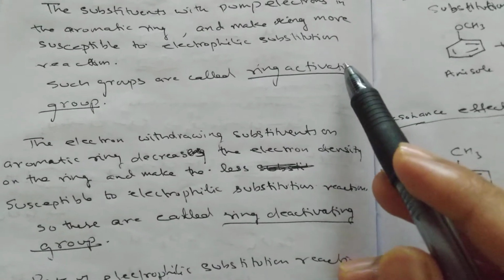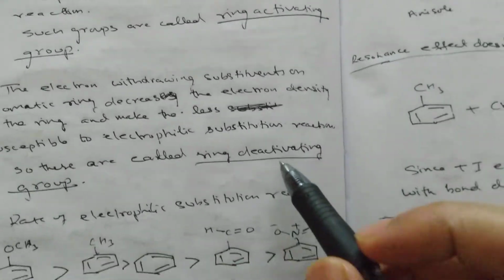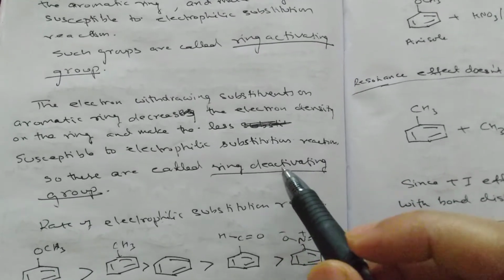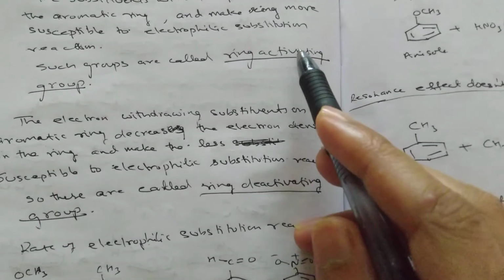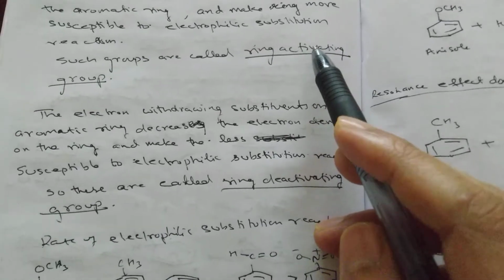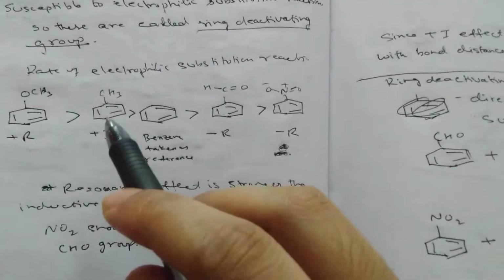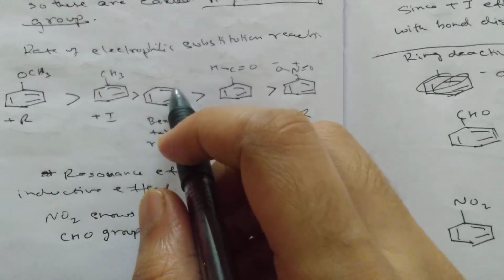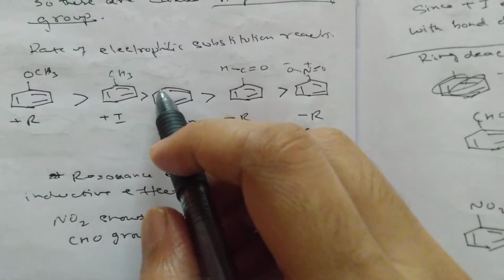So understand this difference between ring activating and ring deactivating groups. Ring deactivating groups show either minus I or minus R effect. Ring activating groups show either plus I or plus R effect. They pump electrons, right? So we'll just give some examples. This is not some great table, but just examples. We always take benzene as the reference.